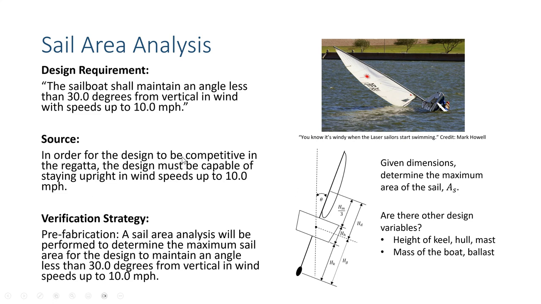Well, in order for the design to be competitive in the regatta, the design must be capable of staying upright in wind speeds of 10 miles an hour or greater. So what's our verification strategy? We've talked about this before. Pre-fabrication, we're going to verify that we are making this requirement by doing a sail area analysis to determine what's going to happen. Now, what about post-fabrication?